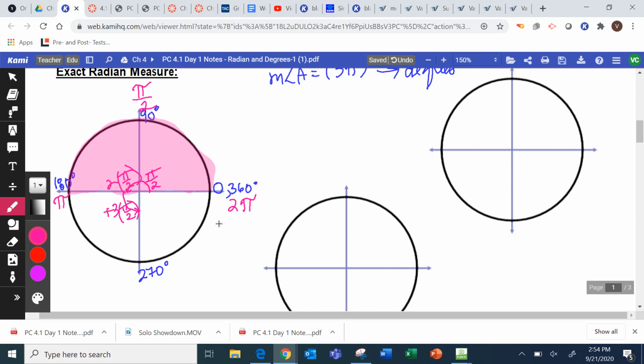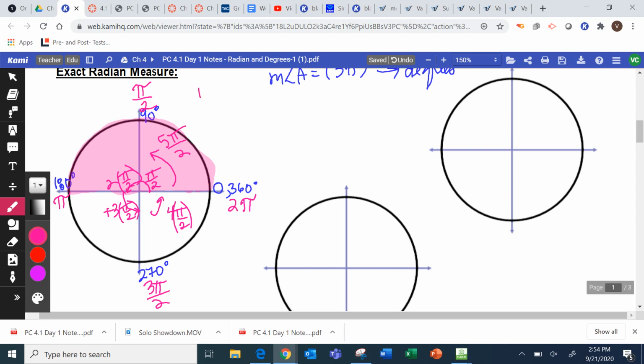So 3 pi over 2 is the radians for the third division, I guess. And then the fourth one would be 4 pi over 2, which reduces to 2 pi. Now I could keep going. I could add on another pi over 2 and get 5 pi over 2.